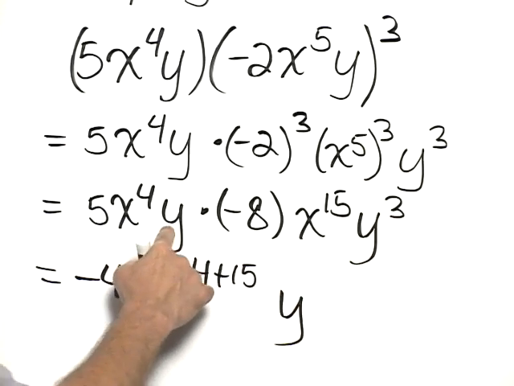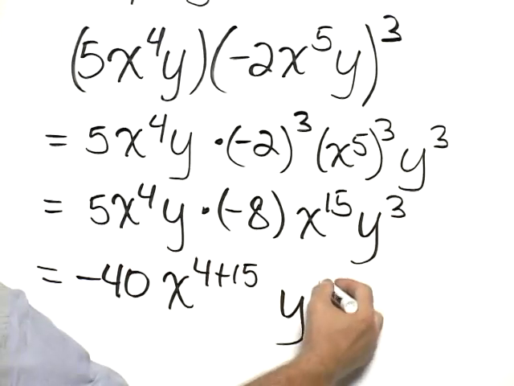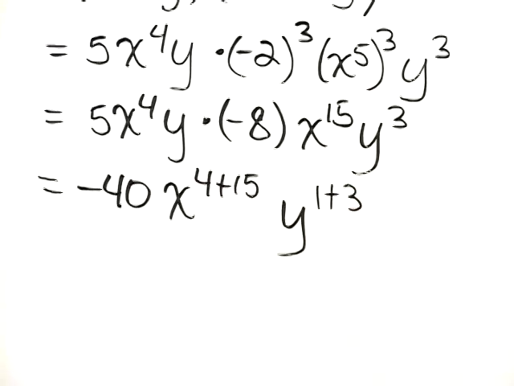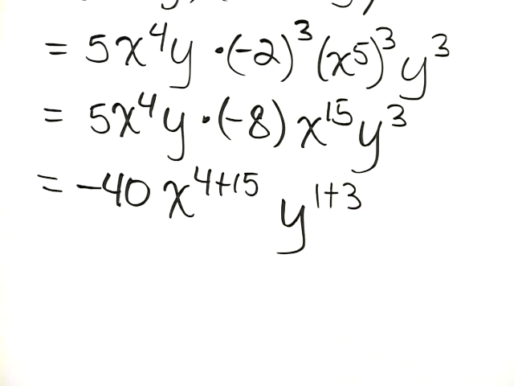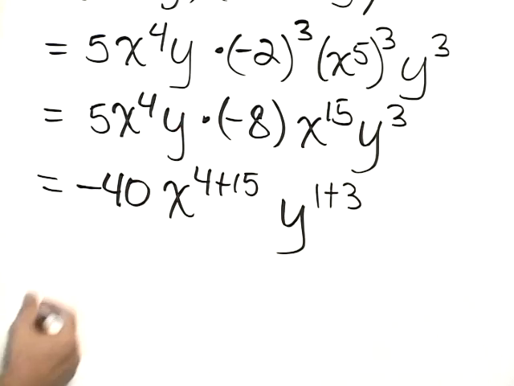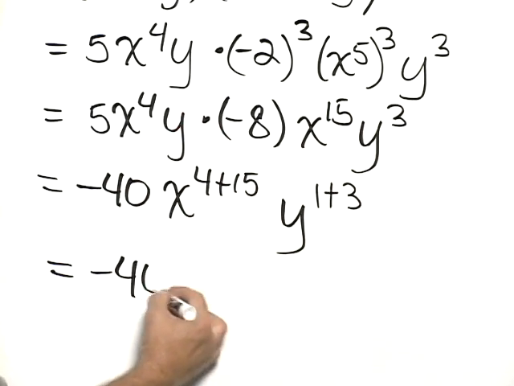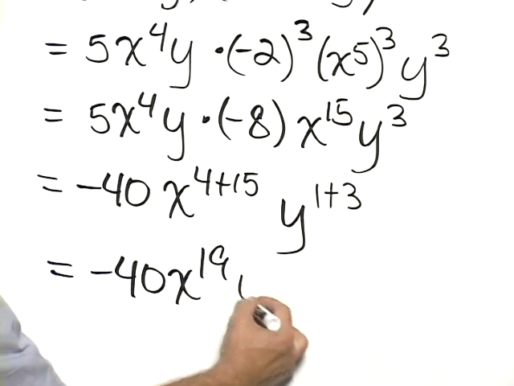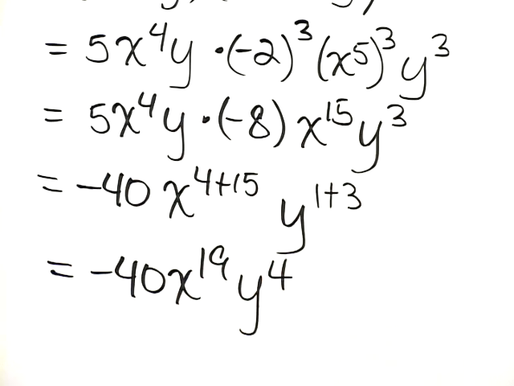Similarly, when we have y times y cubed, that would be y raised to the 1 plus 3. The 1 is understood to be there. And so our final answer is negative 40 x to the 19th y to the fourth power.